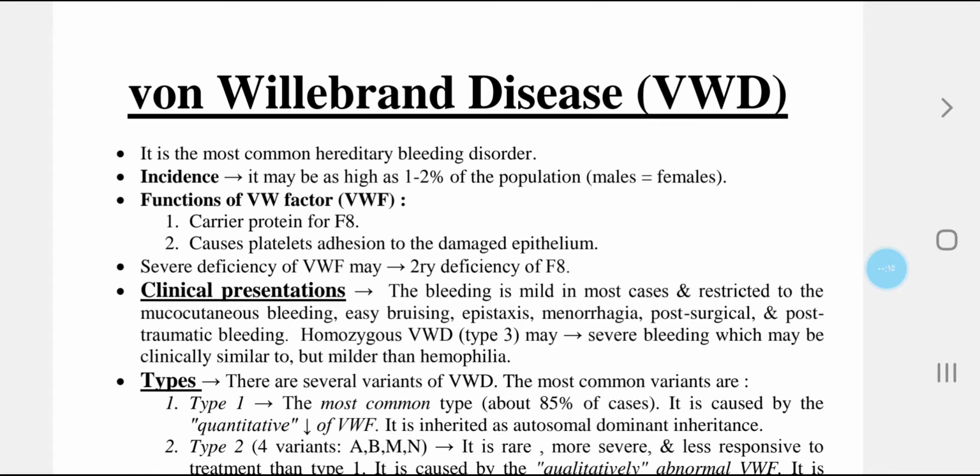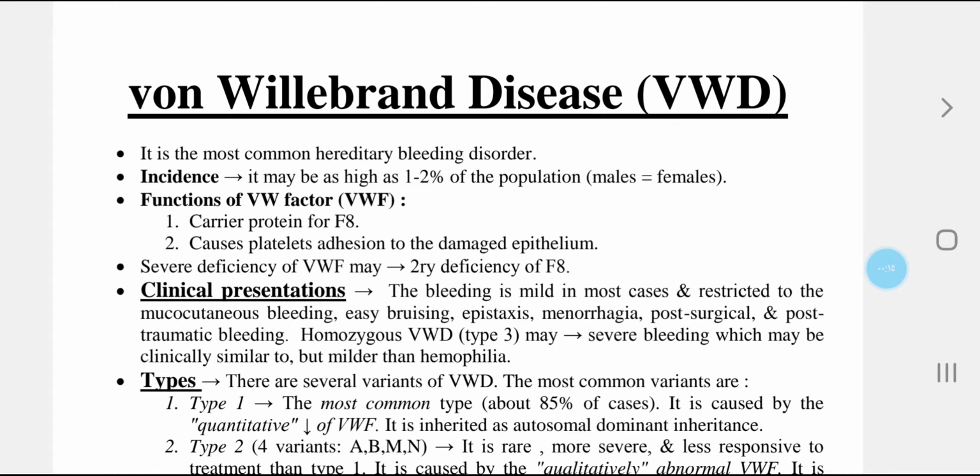Clinical presentations. The bleeding is mild in most cases and restricted to mucocutaneous bleeding: easy bruising, epistaxis, menorrhagia, post-surgical and post-traumatic bleeding. Homozygous von-Willebrand disease, that is type 3, may lead to severe bleeding which may be clinically similar but milder than hemophilia.